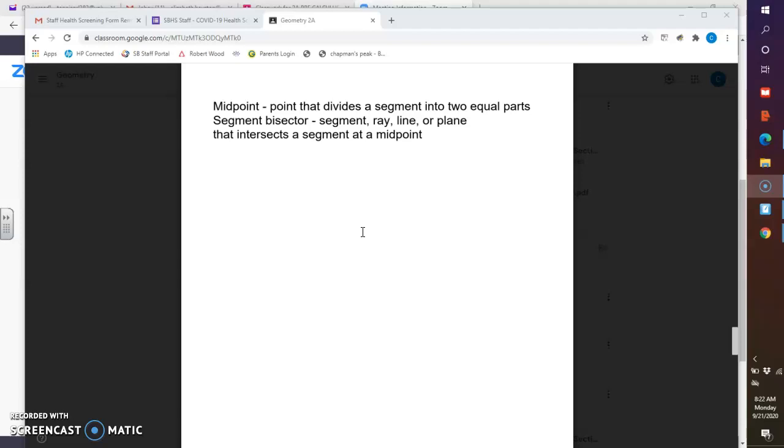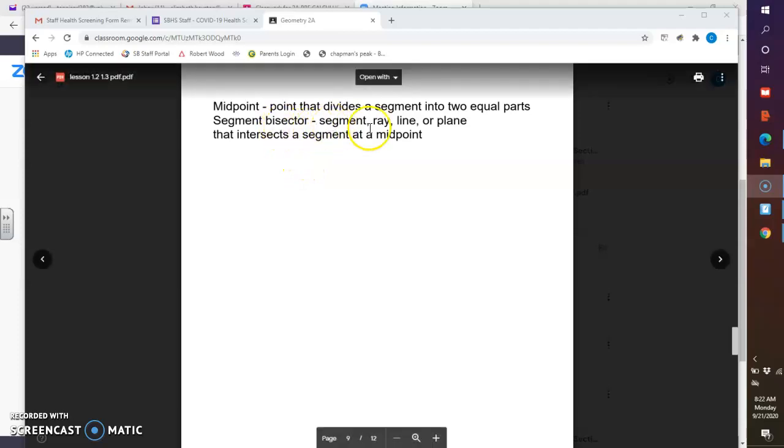We can never assume it, but if it's told to us, then we can use the fact that if we have the midpoint, those two segments that are created, we can say are equal. Remember, we cannot do that unless we're told, but if we are told, we can set those segments equal.